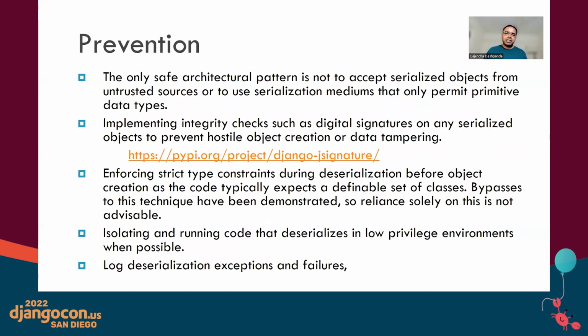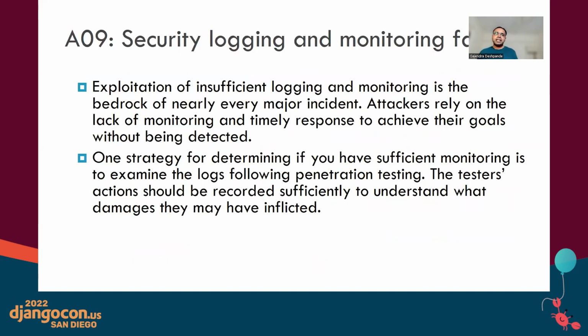Now, prevention against insecure deserialization is that the only safe architectural pattern is not to accept serialized objects from untrusted sources, or to use serialization mediums that only permit primitive data types. Then log deserialization exceptions and failures. The ninth category is security logging and monitoring failures. So exploitation of insufficient logging and monitoring is the bedrock of nearly every major incident. Attackers rely on the lack of monitoring and timely response to achieve their goals without being detected.